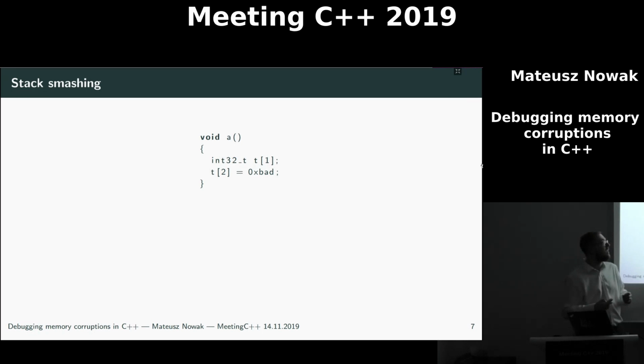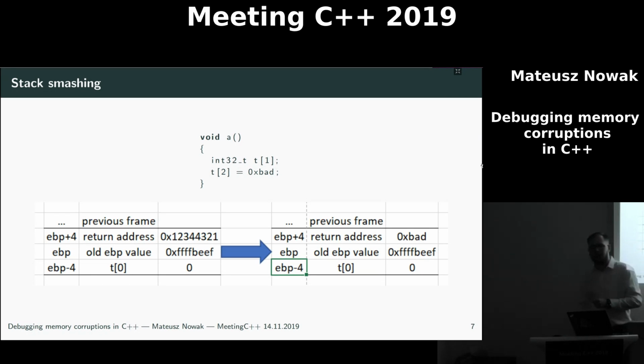In this example, we can see that we have some function which defines a single element array on the stack, and we try to write something to places behind the end of the buffer. And what happened here? We are actually writing to the field that has the return address of the function. So instead of jumping to a proper location, we can jump somewhere else. And some attacker may place some malicious code here, and we have a security breach.